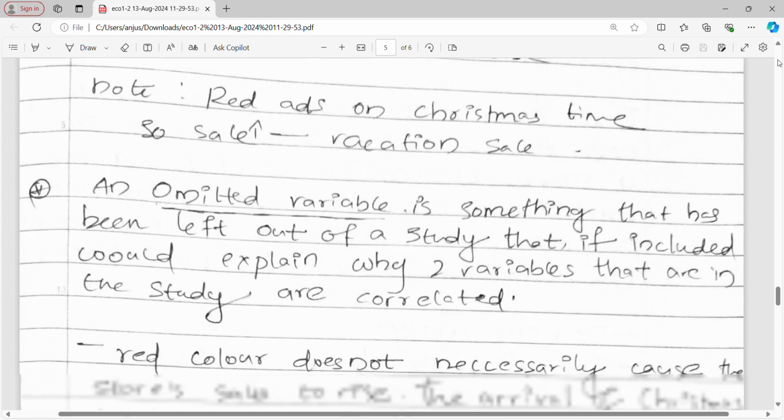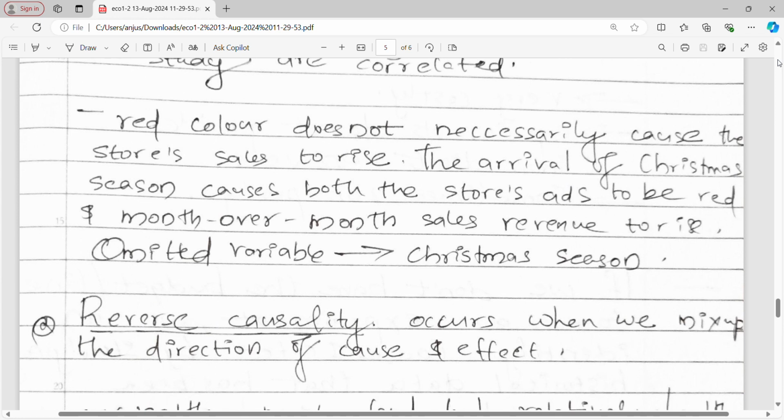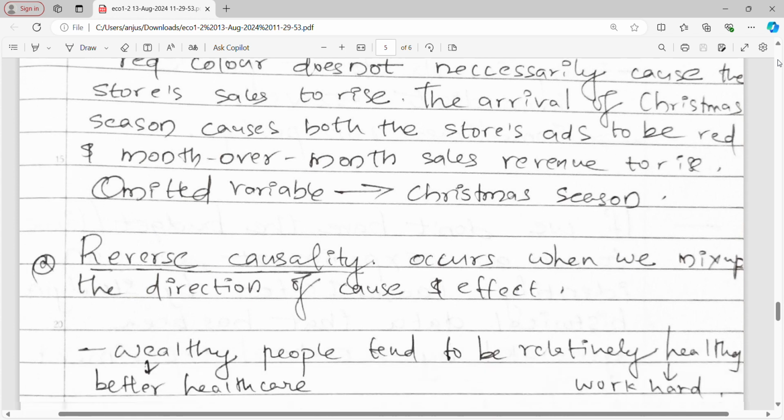Okay. Then you have that the red color does not necessarily cause the store's sales to rise. The arrival of the Christmas season causes both the store's ads to be red and month over month sales revenue to rise. The omitted variable is the Christmas season.